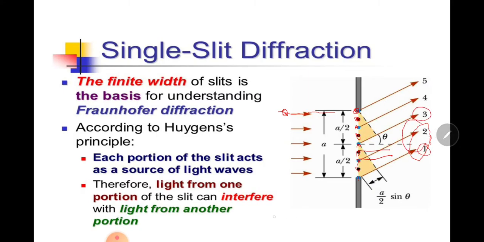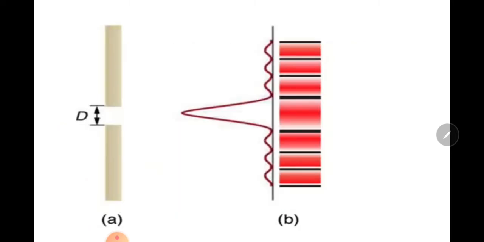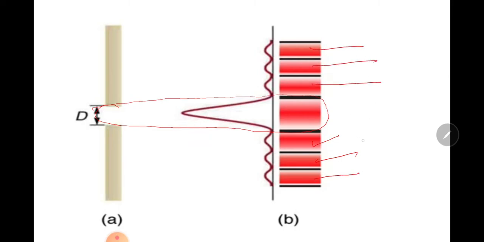So it depends on the path difference of the two light rays. If the path difference is a half integral multiple, it will interfere destructively. If it is an integral multiple, then constructively. Now, here you will see a bright fringe. Its width is maximum as compared to the others. This is dark, bright, dark.